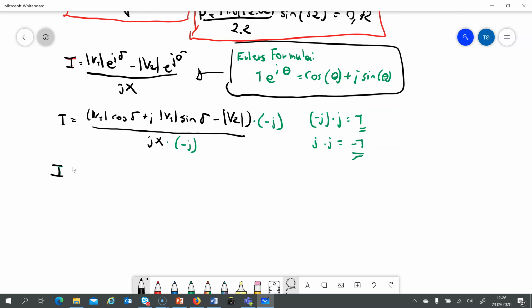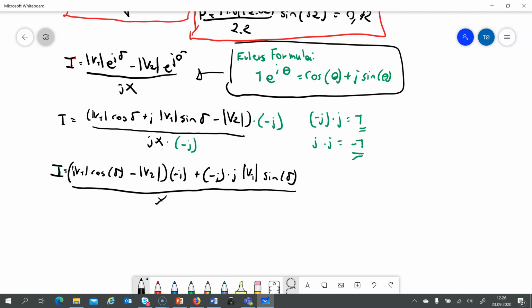This then leads to cos delta plus minus j times j V1, like this, and below we then only have X, the reactance, now.